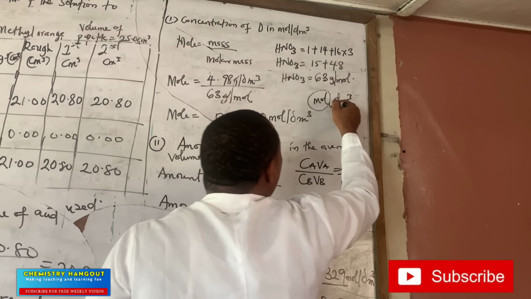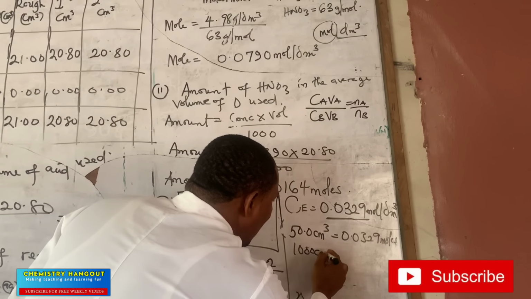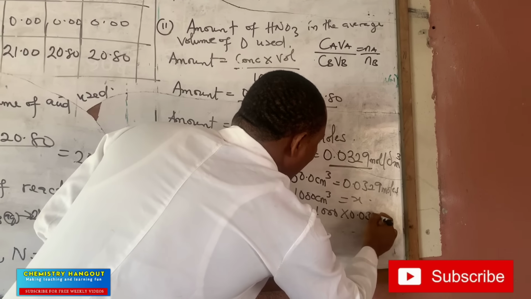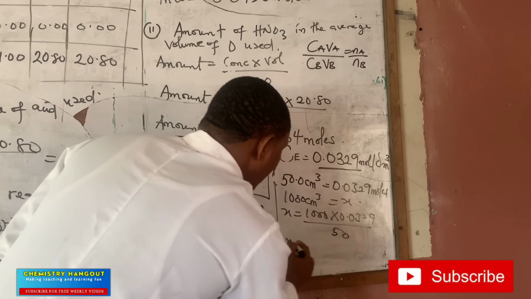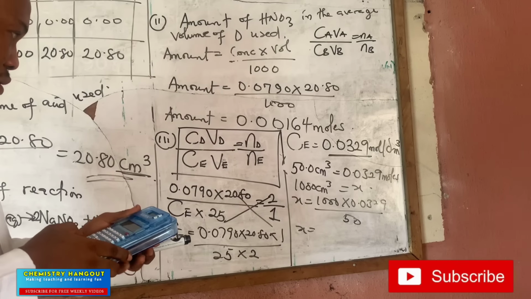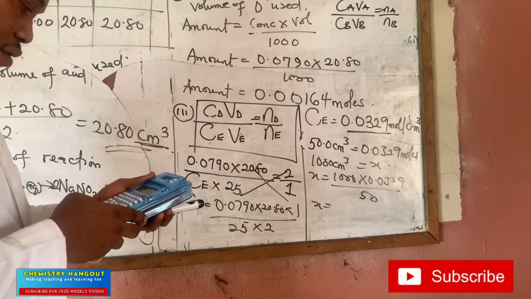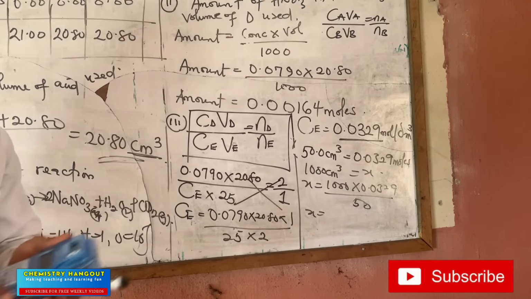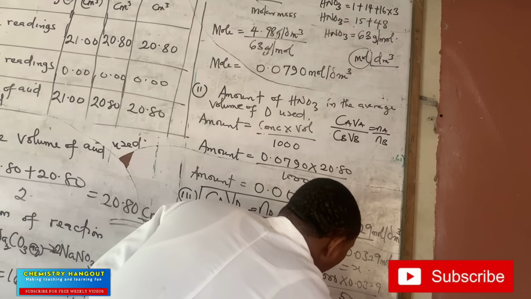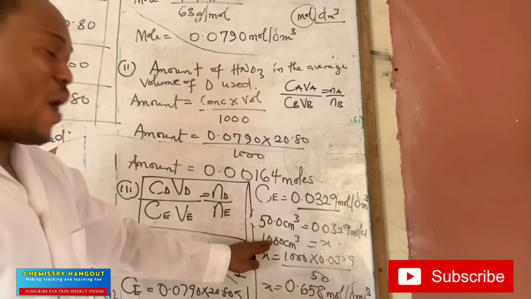Meaning we are looking for the mole in 1 dm cube. And 1 dm cube means 1,000 centimeter cube. So we can now say 1,000 centimeter cube will now be what we get. So our X is going to be 1,000 times 0.0329 over 50. On the calculator, 1,000 times 0.0329, divide 50. That's 0.658 mole per dm cube.